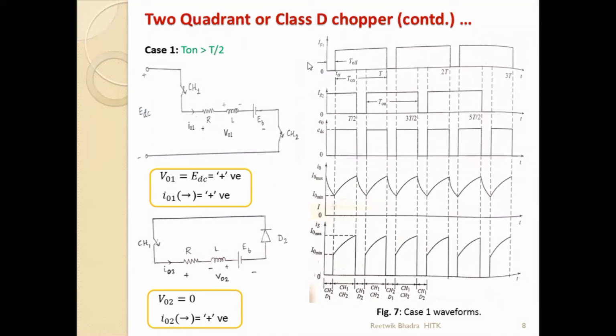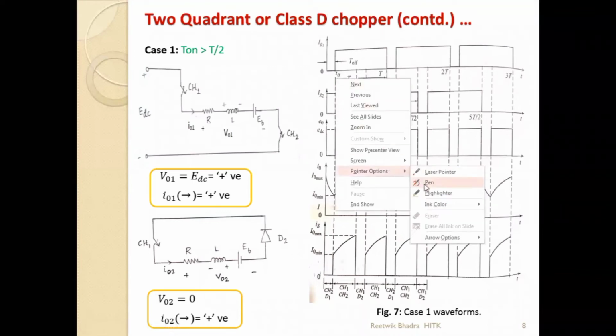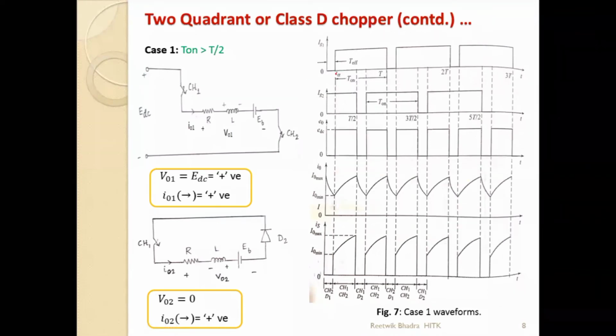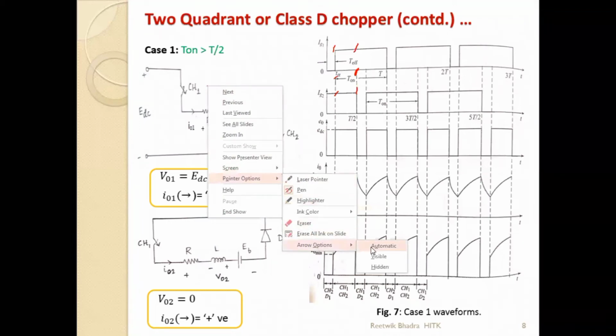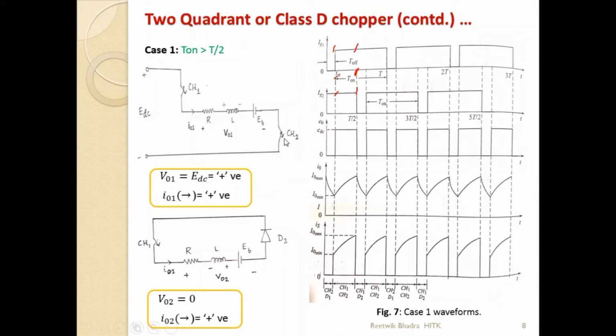Now if you take this part, from this point to this point, I'm marking it over here. IG1 is high, IG2 is also high. When IG1 and IG2 are high, that means my choppers CH1 and CH2 are on.